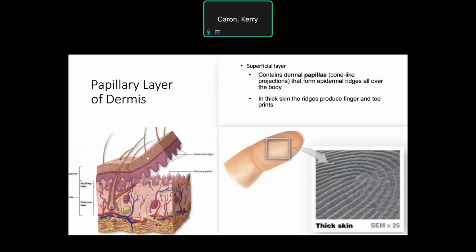So we've got the epidermis, the epidermal ridges, and then where the epidermis and the dermis meet. The top layer of the dermis is called the papillary layer, and it has cone-like ridges called papillae. They're all over the body, and that's what gives us our fingerprints and toe prints. This is what you would see under a microscope. That's the papillae, or the ridges on skin.